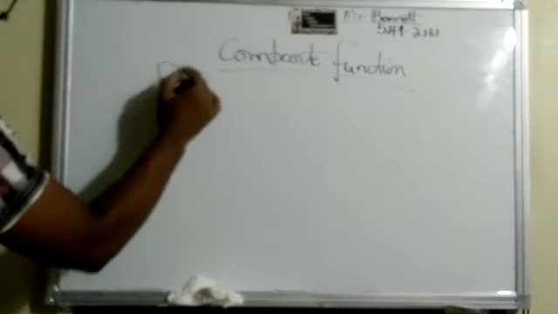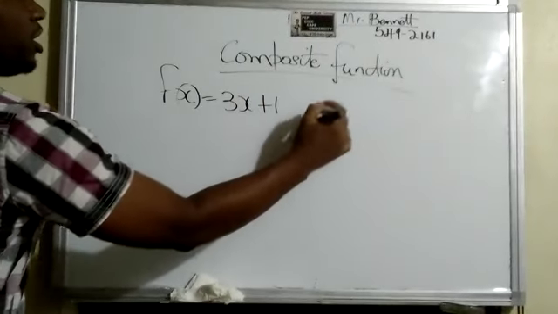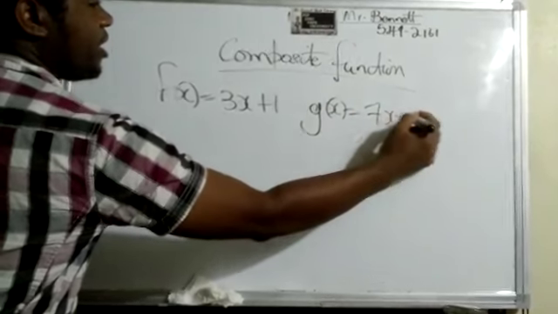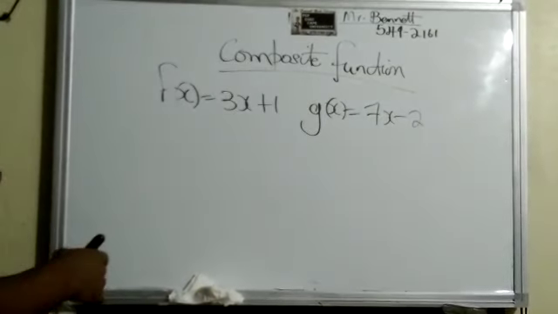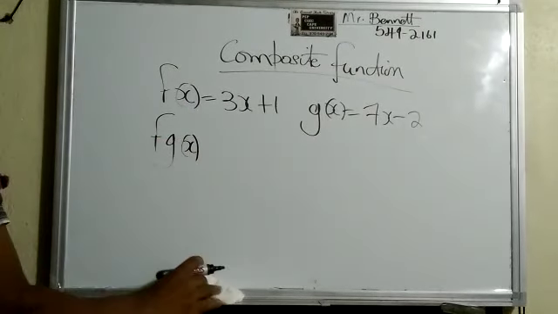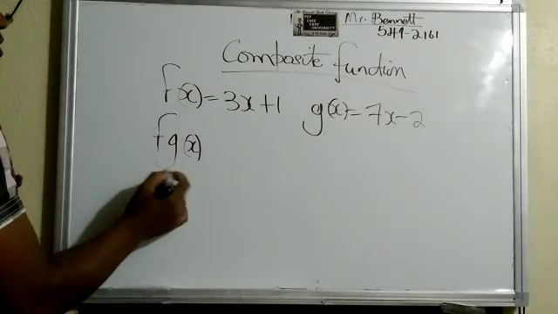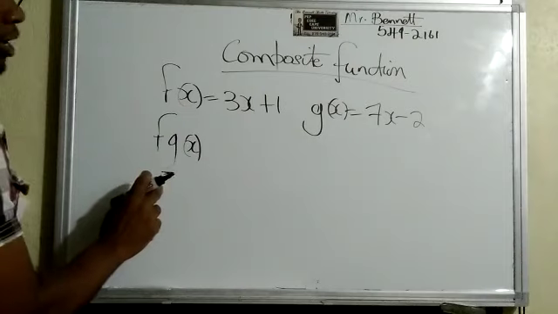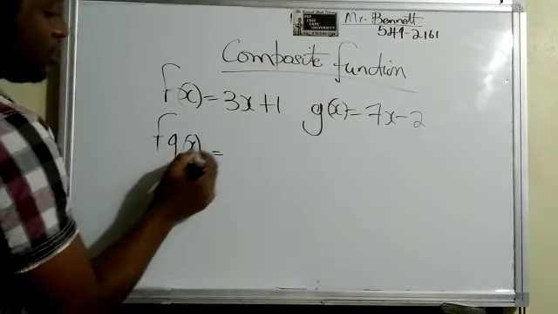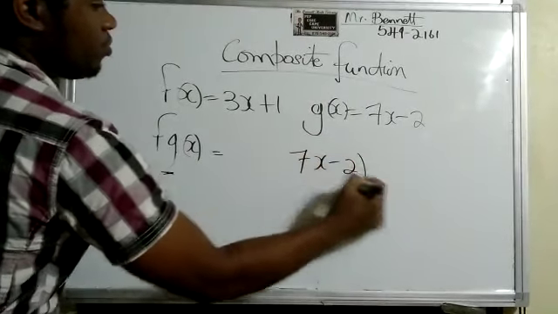So let us go. Say we have f of x is equal to 3x plus 1 and g of x is equal to 7x minus 2. And they ask us to find f of g of x. Alright, let's go. So, I have this simple rule. You see the last function, you write back all of it. The last function is the one nearer to the x, which is g. So in this case it is g, so I write 7x minus 2.